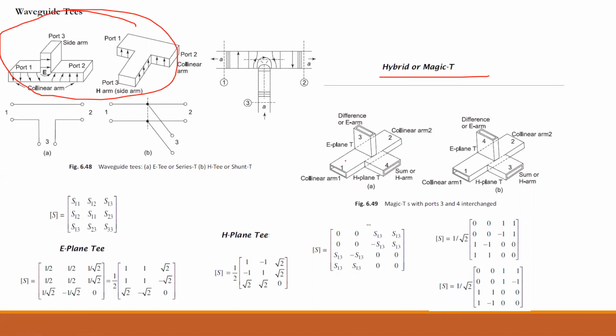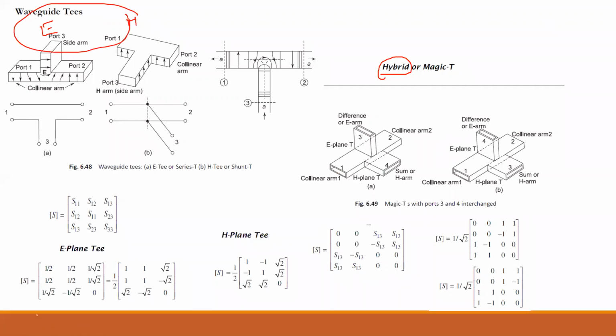So here, if you just observe, we have 1, 2, 3, and 4 ports. So Magic T, or Hybrid T, is a 4-port device. Therefore, its S matrix size will be 4 by 4, and 16 S parameters will be defined for this Magic T or the Hybrid T. Now the name itself tells that this is a hybrid. So it is hybrid of what? It is hybrid of this E plane T and H plane T. So it is hybrid of these two.